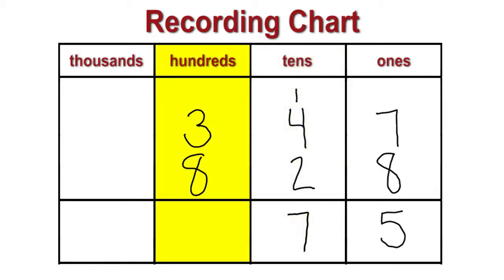Next, I add the hundreds. 300s and 800s is 1100s, which is 1,000 and 100. I have 1,100, 7 tens, and 5 ones. So 347 plus 828 totals the sum of 1,175.